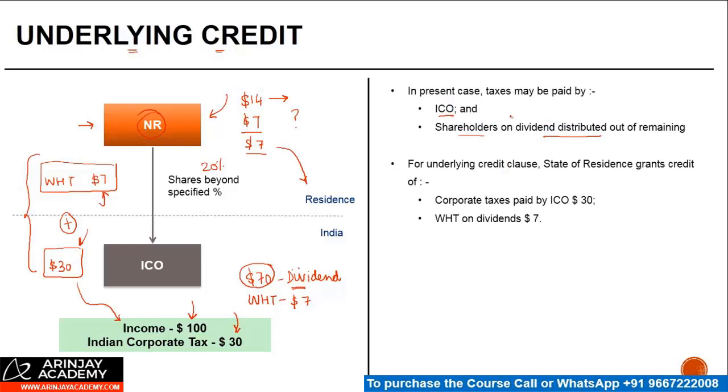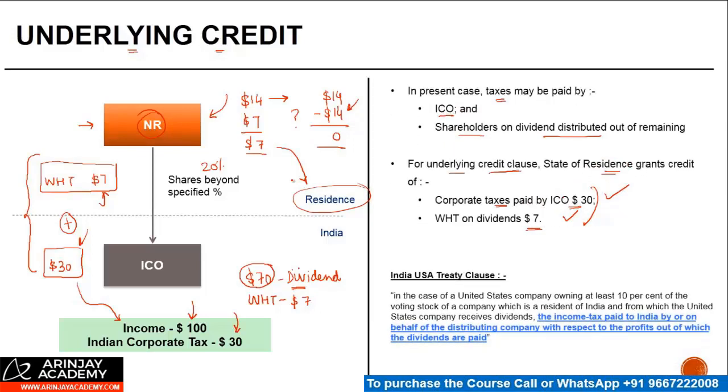So in the present case, the taxes may be paid by the Indian company and by the shareholders on the dividend distributed out of the remaining profits. In case of an underlying credit clause, the state of residence, which is this state, grants credit of corporate taxes paid by the Indian company, which is $30, and the withholding tax on dividend, which is $7. So effectively, against $14, you have $37 of credit. So you will reduce $14 here, making it 0. We do not reduce $37 here because the credit is limited to the amount of tax which has to be paid in the state of residence.